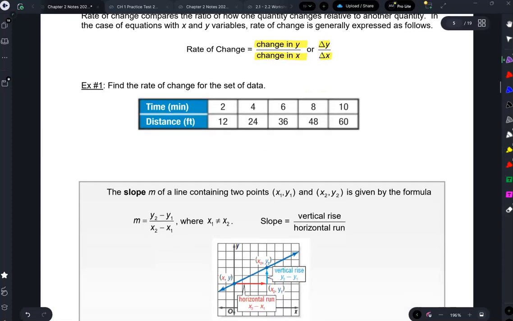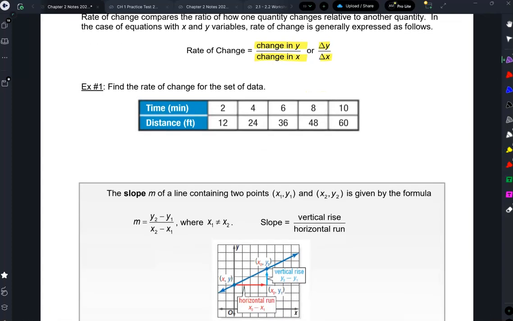Okay. So here, to find the rate of change of this set of data, we're going to pick 2 points. Here we have time and distance, an independent and a dependent variable. We pick 2 of the points, just 2 random points, and we are going to find the rate of change. So we say rate of change is the change in y, 48 minus 24, over the change in x, 8 minus 4.